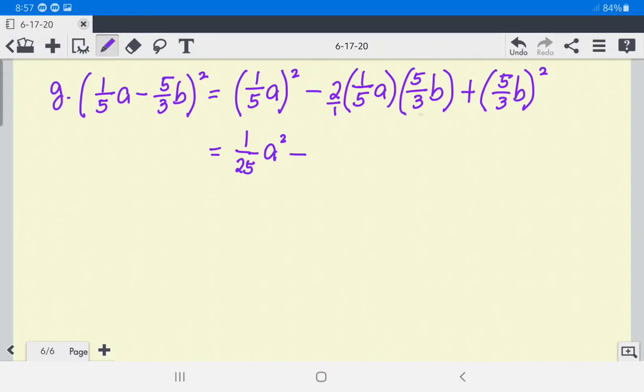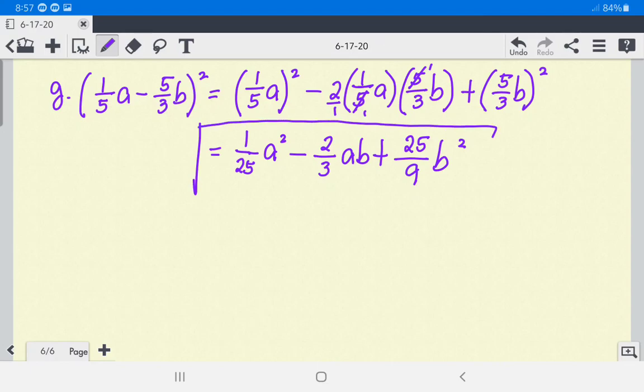5 times 3. So as you can see, we have 5 here as the numerator and 5 as a denominator. So we can cancel 5 because 5 divided by 5 is 1. Then multiply 2 times 1 times 1, we have 2. Then 1 times 1 times 3, we have 3. Then a times b, so we have ab. Plus 5 squared, we have 25. Then 3 squared, we have 9. Then b squared. So this is the answer. We have 1 over 25a squared minus 2 over 3ab plus 25 over 9b squared.